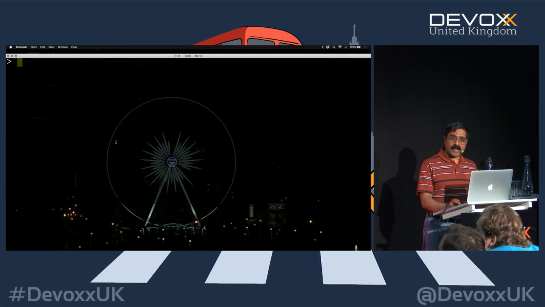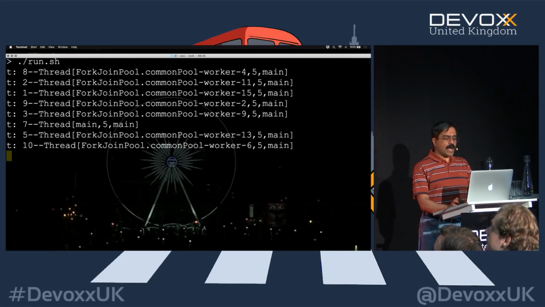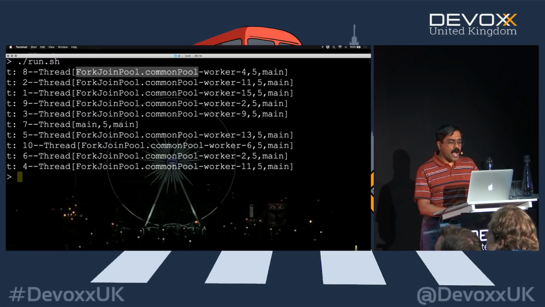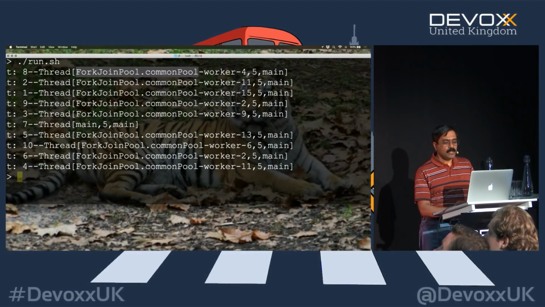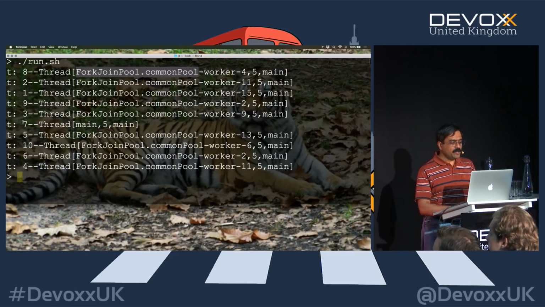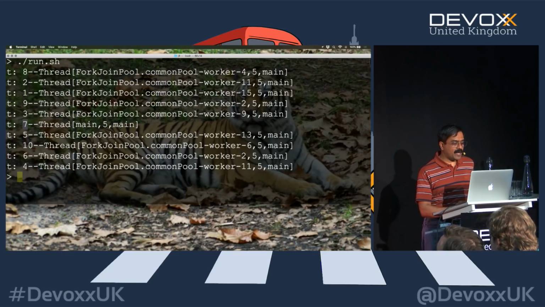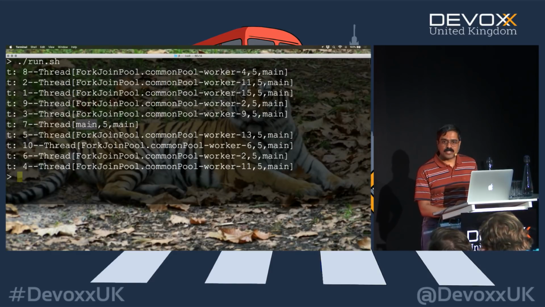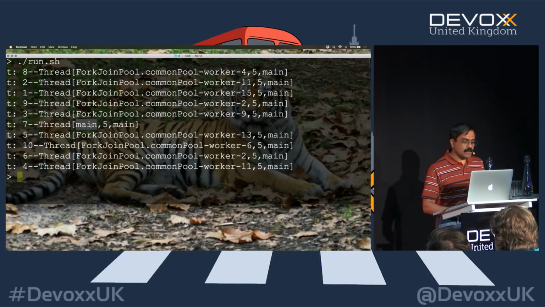So to see this, let's go ahead and run the code and see what we see as the output. And notice right there is the common pool. The ForkJoinPool.common is executing the output. But I also want you to note very carefully something else. Notice the number 8 and 2 and 1 and 9. Those were all handled by the common pool worker 4, 11, 15, and so on. However, did you notice that 7 was executed by the main itself? Just keep that in your mind. We'll come back and talk about this later on, how main suddenly ended up being here.